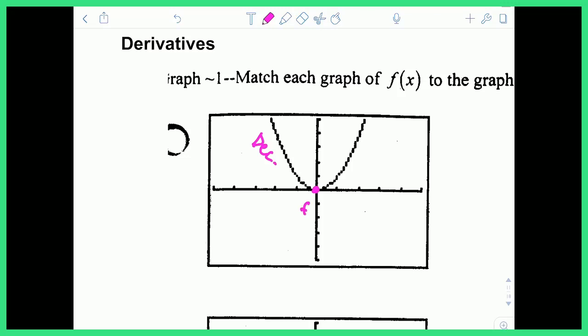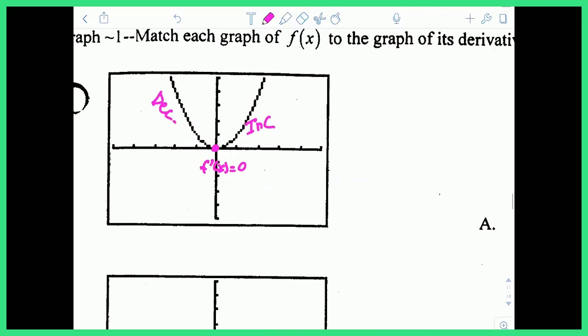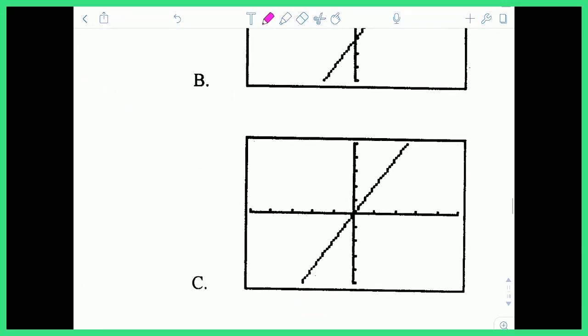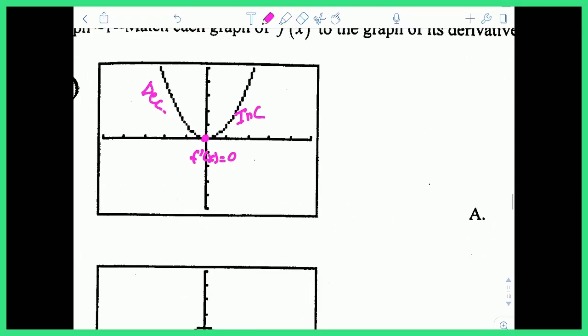This should be when f prime of x is 0. And then we have an increasing function from 0 to infinity, and an increasing function means that the derivative should be above the x-axis. So that corresponds to graph C. So we've got graph C.